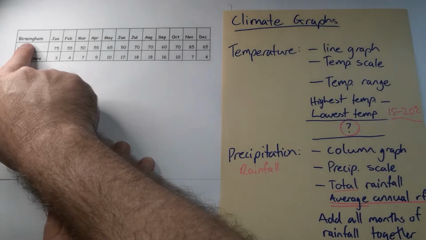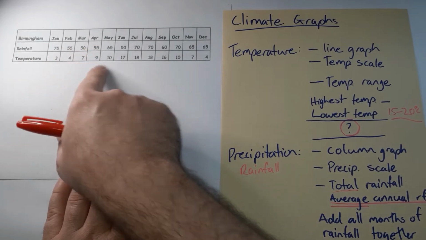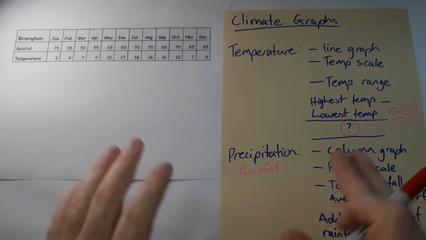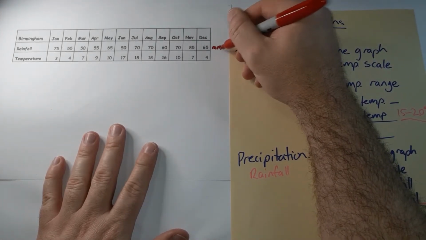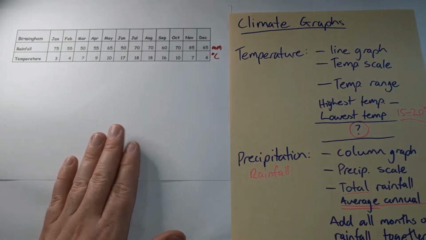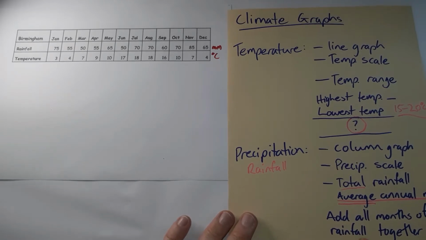So we've got for Birmingham the rainfall and temperature for each month of the year. Something to point out is the unit of measurements, so I'll just write them on here. Rainfall we measure in millimetres and temperature is in degrees Celsius. So we might be asked a number of different types of questions, but we're just going to go through the basic ones you might see in a typical exam.